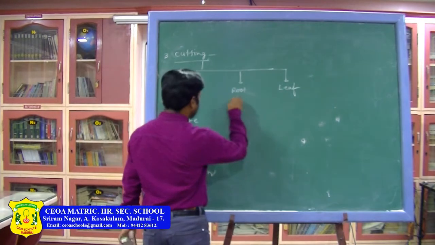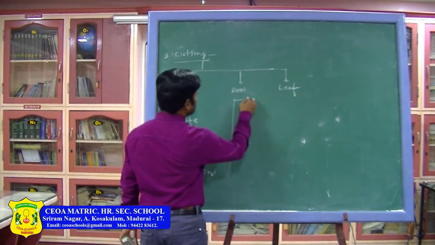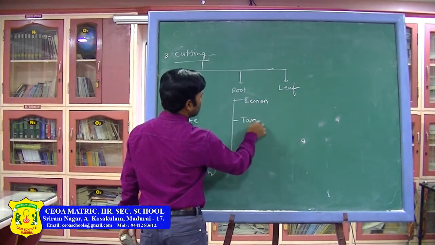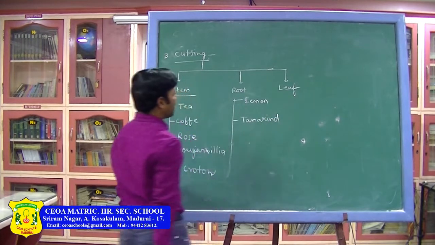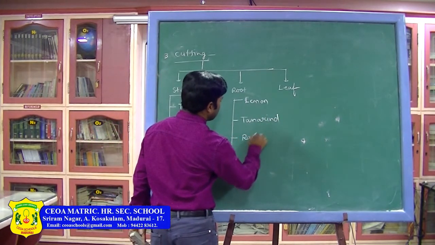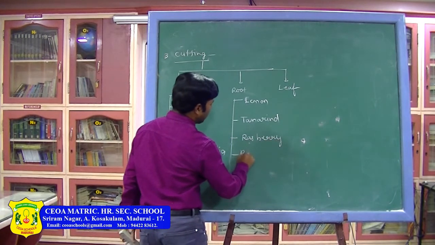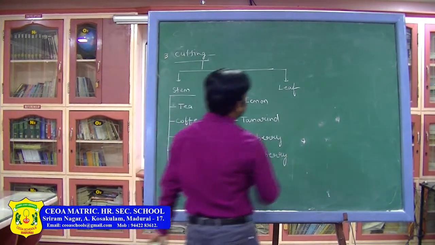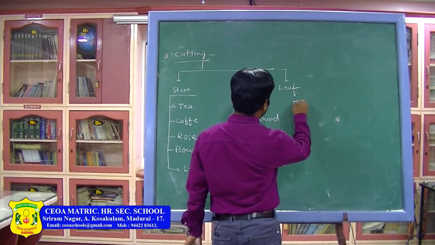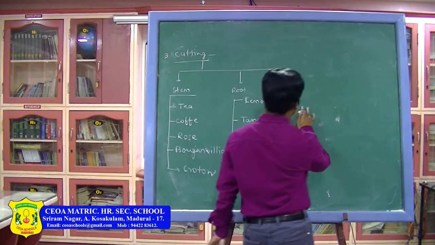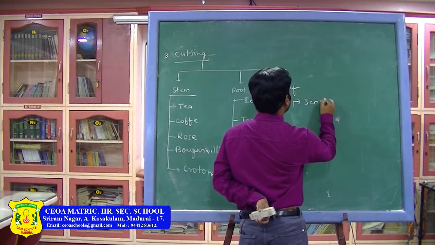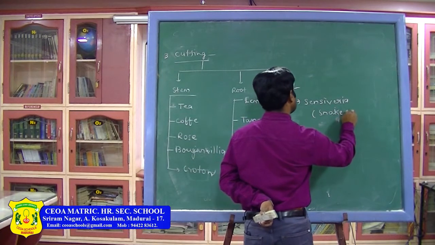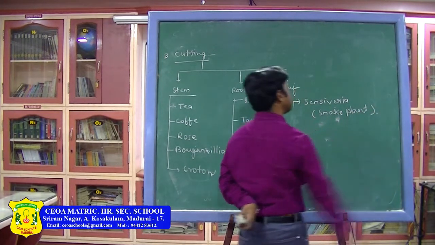Next, root. When you take the root, the first one is lemon, tamarind, raspberry, and blackberry. If you take the example for the leaf, there is only one, that is Sansevieria. It is a snake plant.